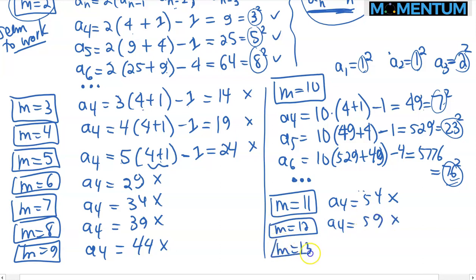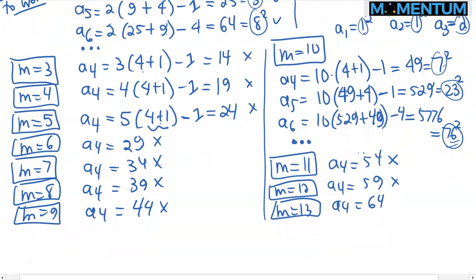M equals 13, that one is promising. A4 will come out as 64. However, when you calculate A5, that will be 13 times 64 plus 4 minus 1. And that thing will come out as not nice. I think 883, which is not a square.